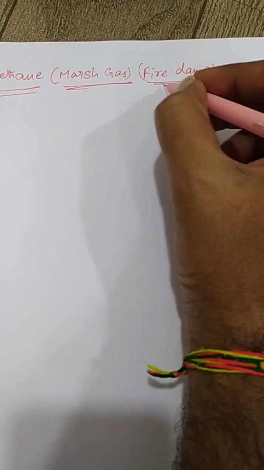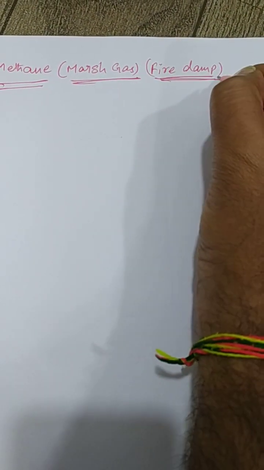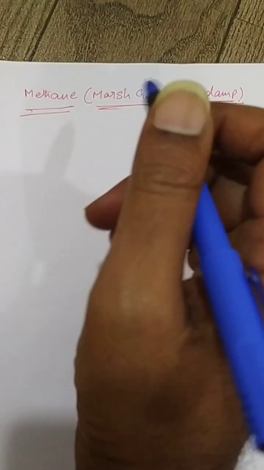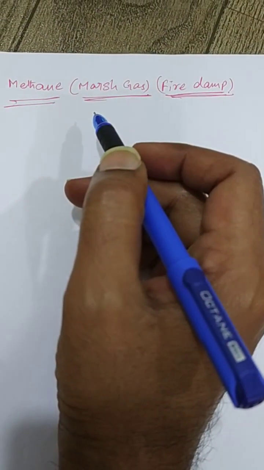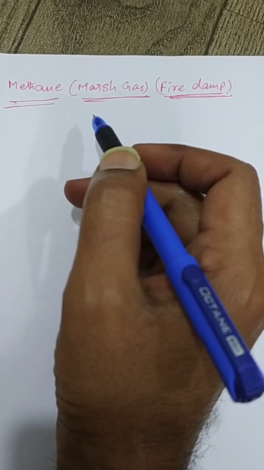So methane is basically called marsh gas, and it's also called fire damp. What is the fire damp gas? That is also called methane, marsh gas. So why is it called fire damp gas?